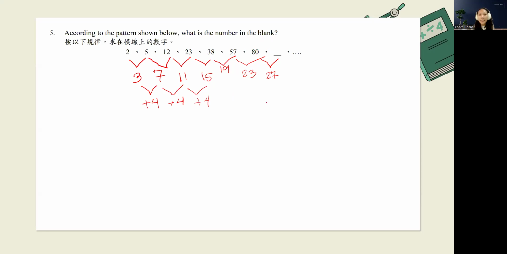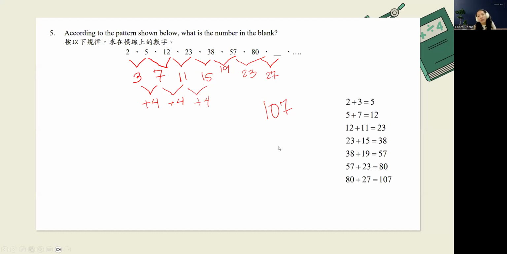That would be 107. All right. So you really have to test. If you have a pattern, if you identified a pattern, make sure to test it out. If it works for everything, okay? If it works for every part in our pattern.